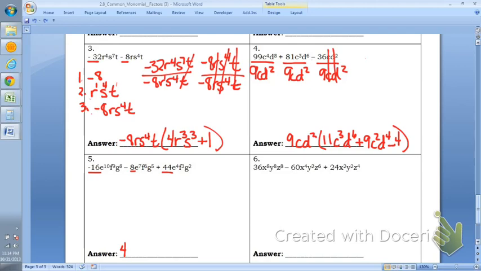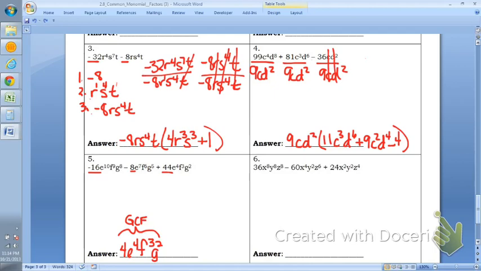All three terms contain an e. The smallest exponent on e that I see is 4. All three terms contain an f. The smallest exponent of the f's is f to the third. There's a g in all three terms. The smallest exponent on the g is the 2. So that right there is your greatest common factor.